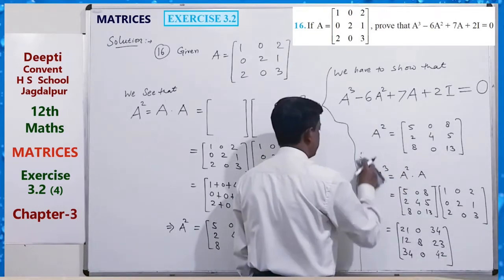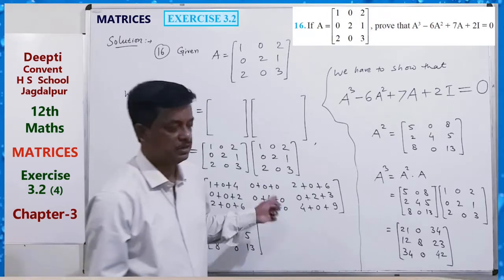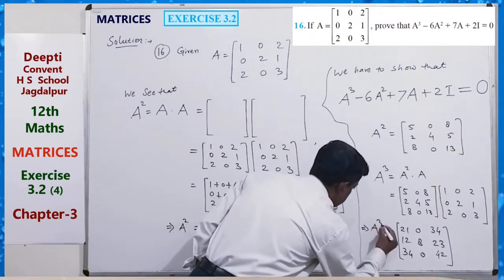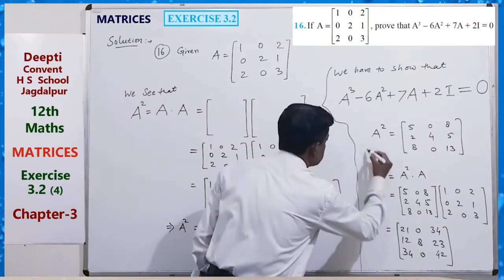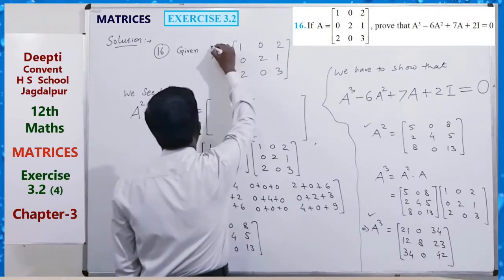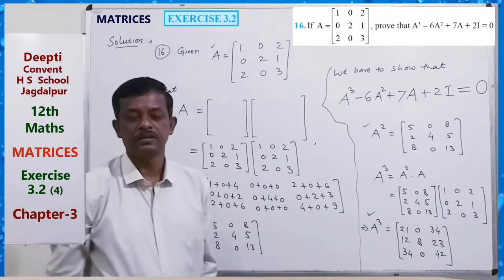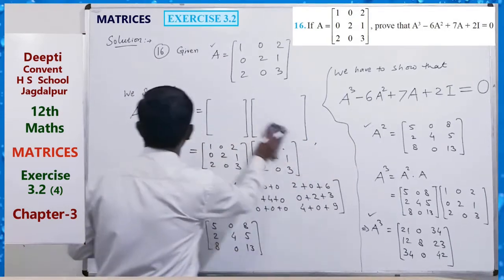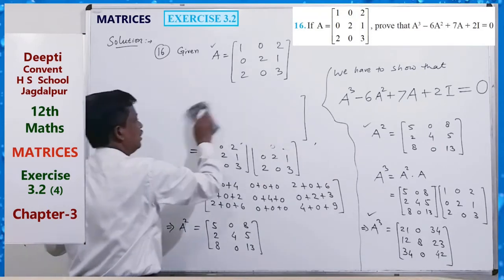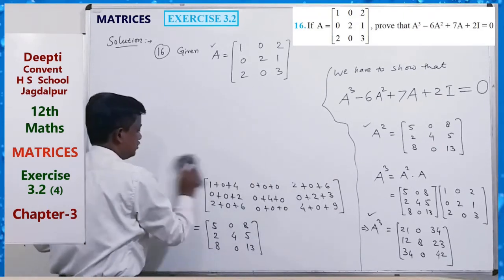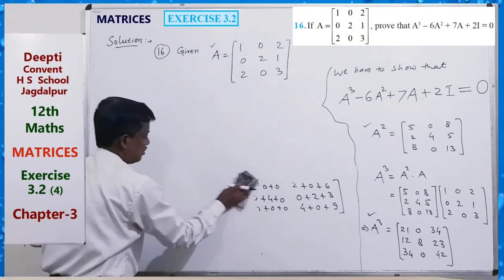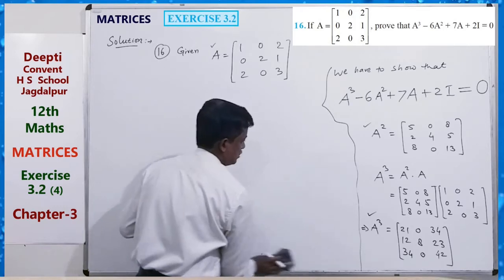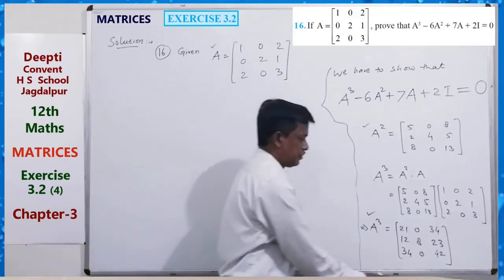So you can find A cube by this method. This is A cube, this is A square, this is A, and I will be what? The 3 by 3 unit matrix. So we can calculate the left hand side, and the right hand side is a zero matrix. So now we have to calculate this.